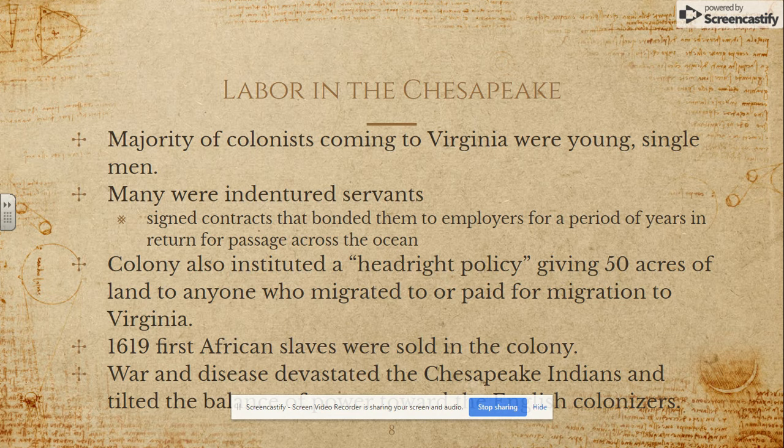So war and disease had really devastated the Chesapeake Indians that Mr. Briere had mentioned. About 10,000 members are part of the Powhatan Nation, and disease really just wipes a lot of them out, as we saw a little bit in chapter 1 with the Columbian Exchange and the spread of old world diseases amongst new world populations.